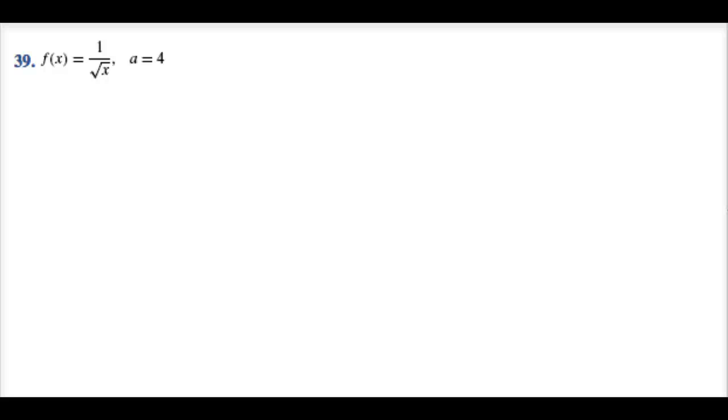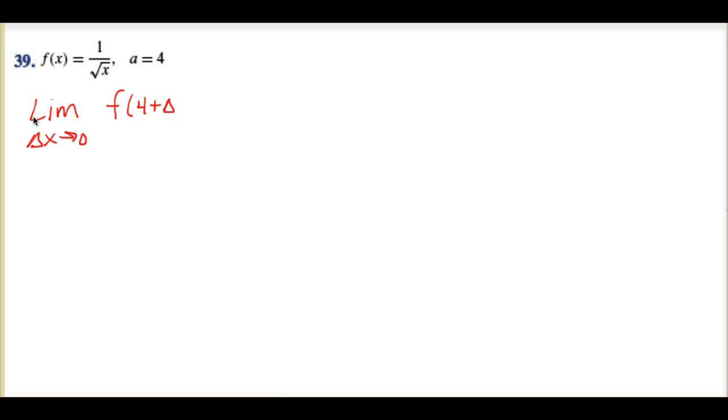Hello again. Here's problem number 39. This one has a square root in the denominator. So we are going to start with our definition of a derivative. This time we're taking our derivative at 4.